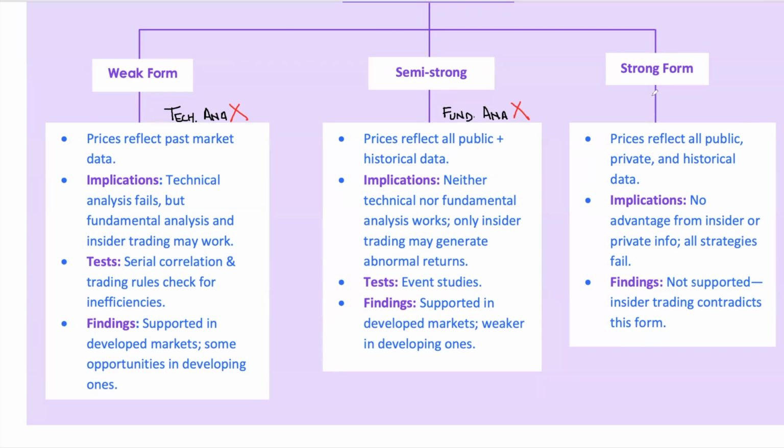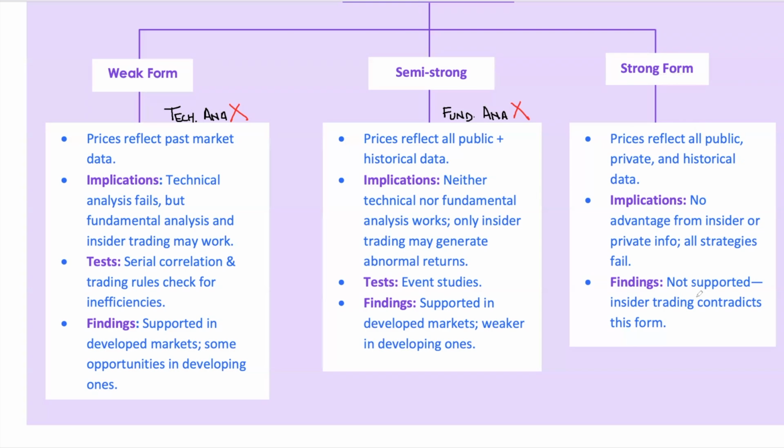If strong form efficiency truly existed, insider trading wouldn't be profitable because that inside scoop would already be reflected in the price somehow. So what does that mean for professional investors? In a truly strong form market, even hedge funds, fund managers, and analysts can't consistently beat the market. That alpha, it's gone. The market's already too smart, too fast, and too efficient.